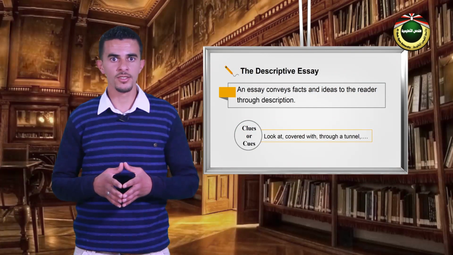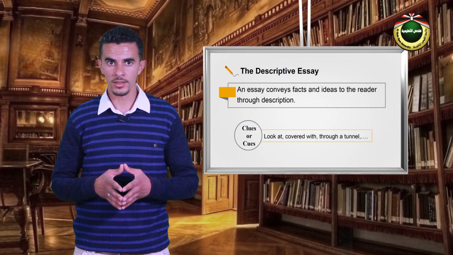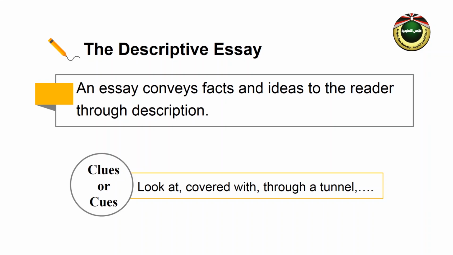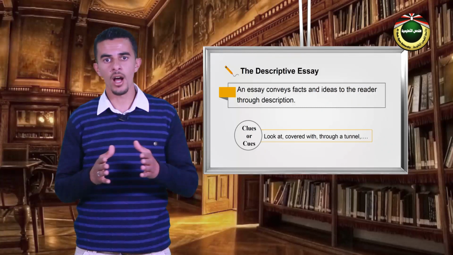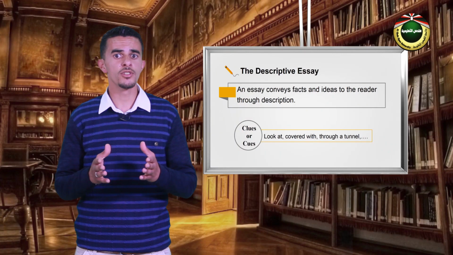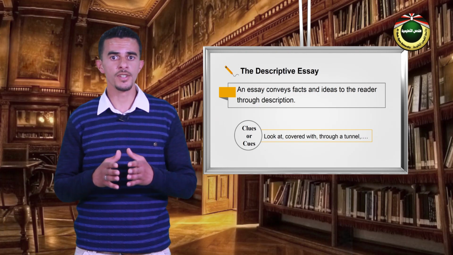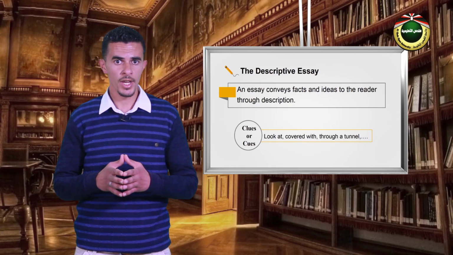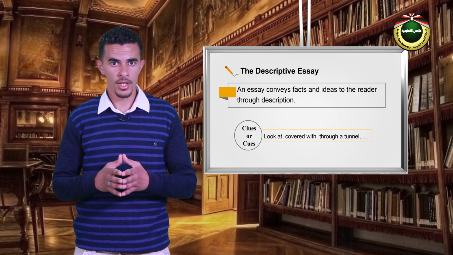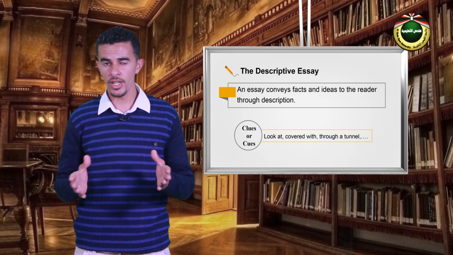Now, let us discuss the previous types one by one. The descriptive essay is an essay that conveys facts and ideas to the reader through description. If you visit a place and you are asked to describe it, the best choice will be to write a descriptive essay. In this kind of essay, we use expressions and words called clues or cues, such as look at, covered with, through a tunnel, and so on.